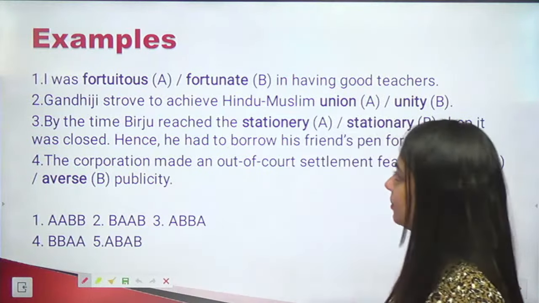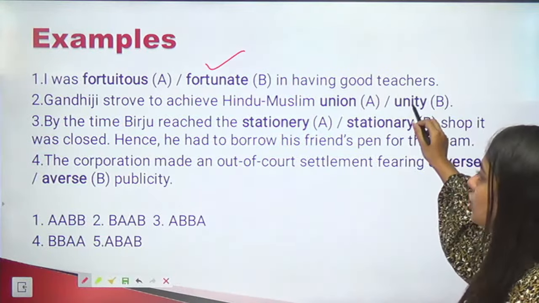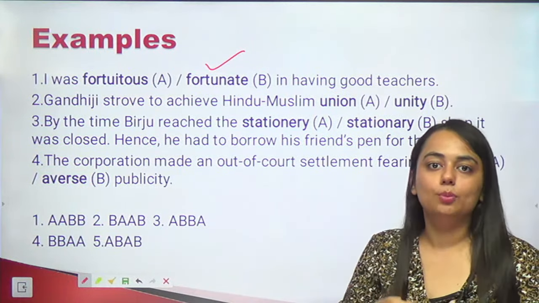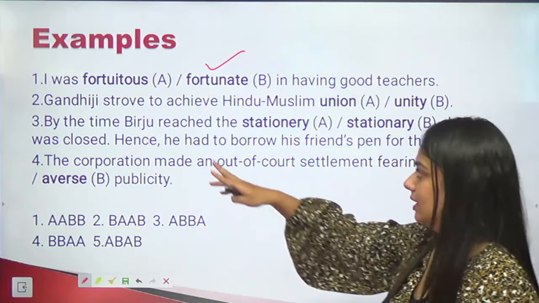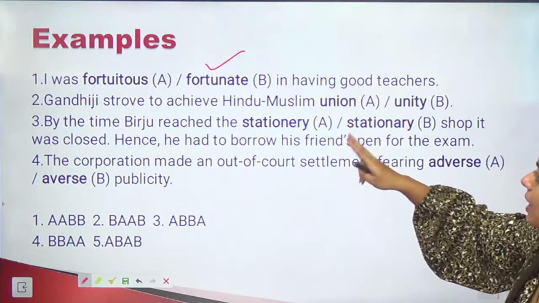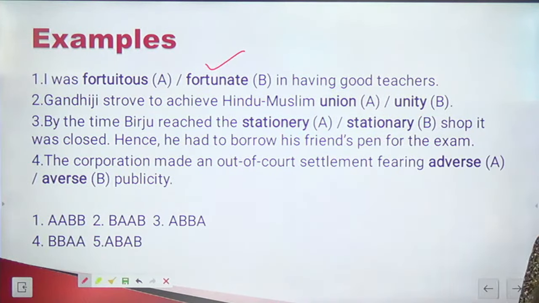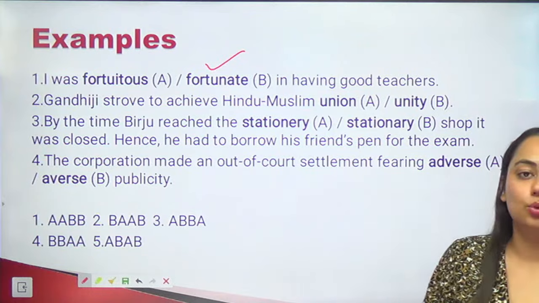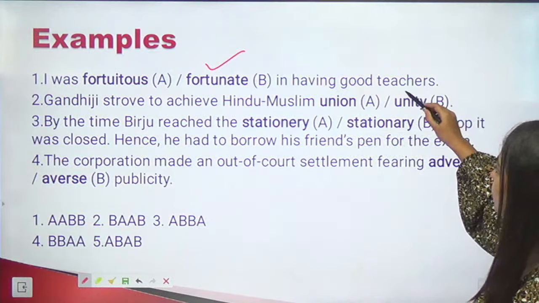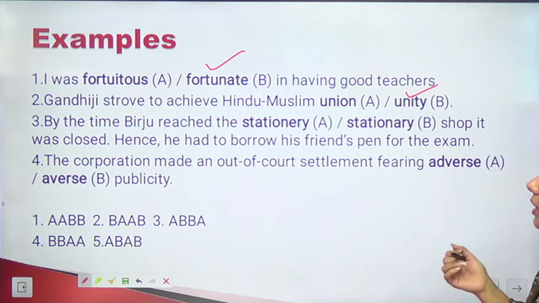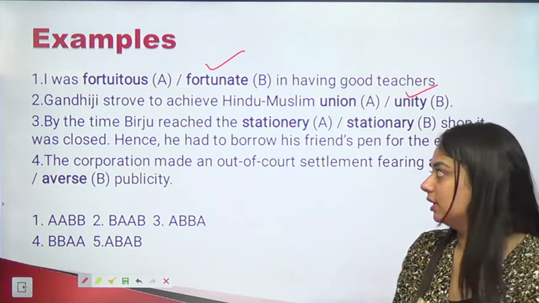Looking at the context, it is by fortune in having good teachers. क्योंकि ये तो luck की बात है, ये तो by chance होता है कि आपको अच्छे teachers मिले हैं, right? Next is Gandhi ji strove to achieve Hindu Muslim union ya unity. Again, if you also know grammatically what part of speech is this particular word, you'll guess ki yahan par unity aayega, union nahi aayega. To Gandhi ji ne Hindu Muslim union ke liye strive nahi kiya tha, unity ke liye strive kiya tha.